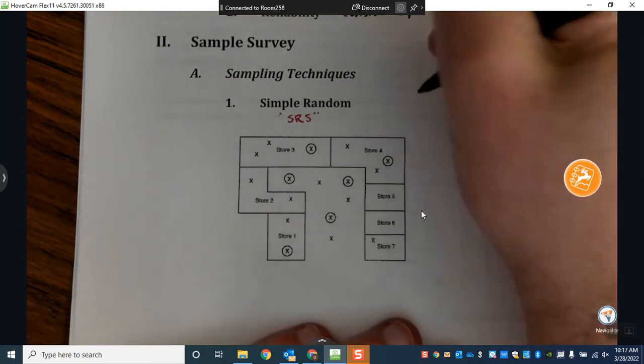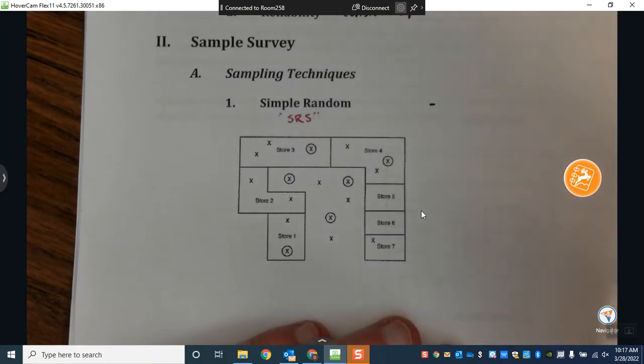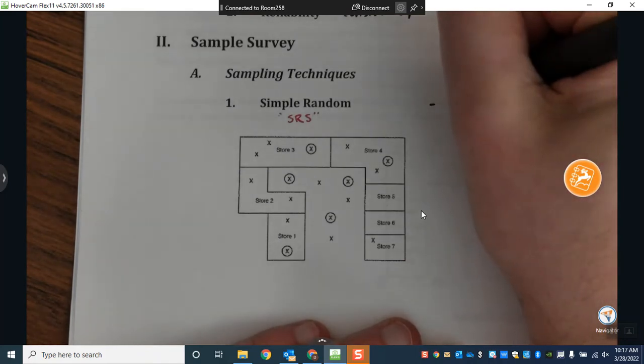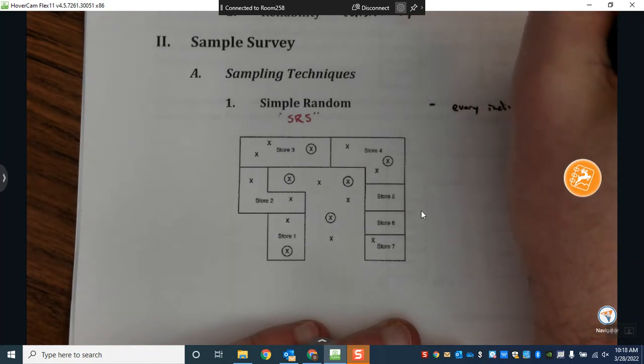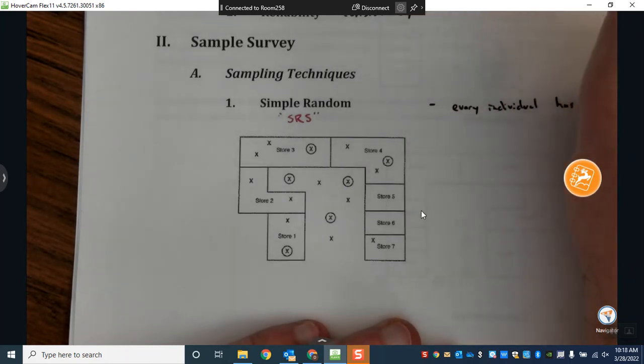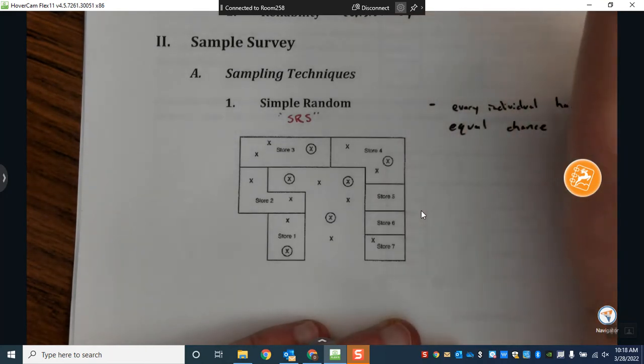A random sample means, and I'm going to give you the poor man's definition first because it's easier to understand, that every individual has an equal chance of being selected.